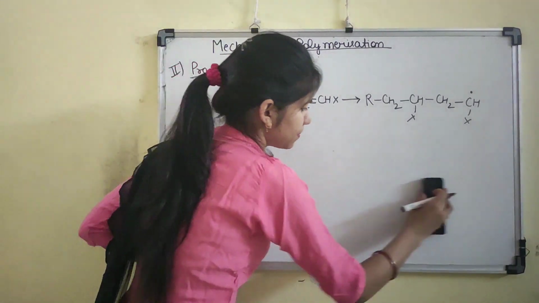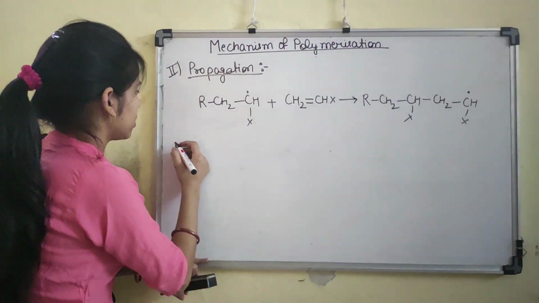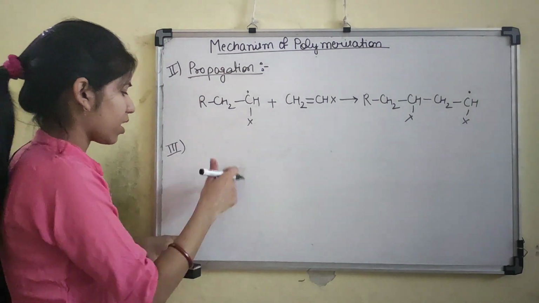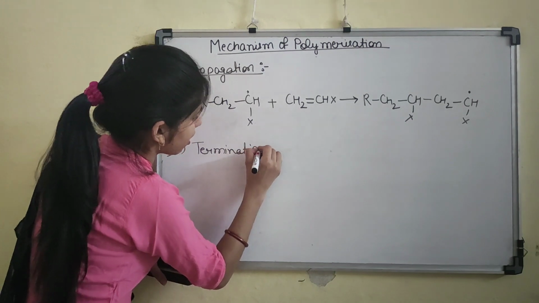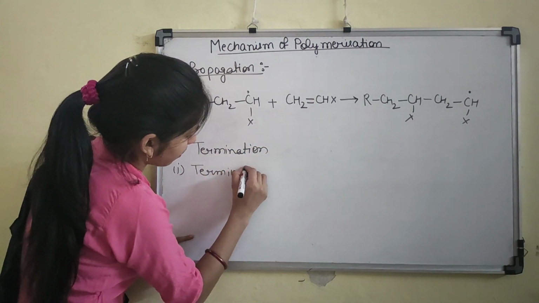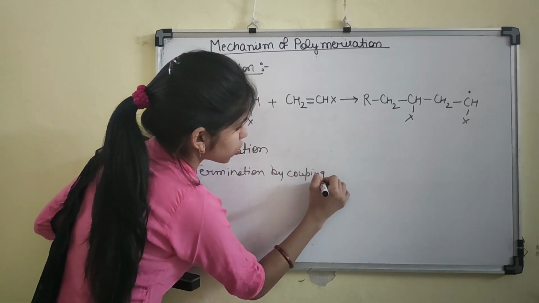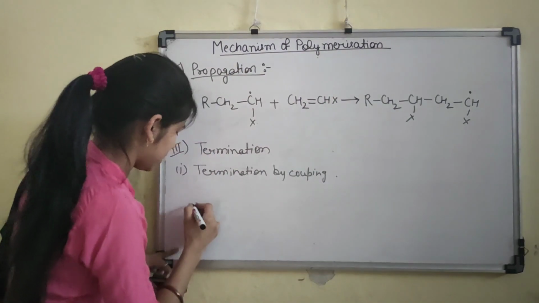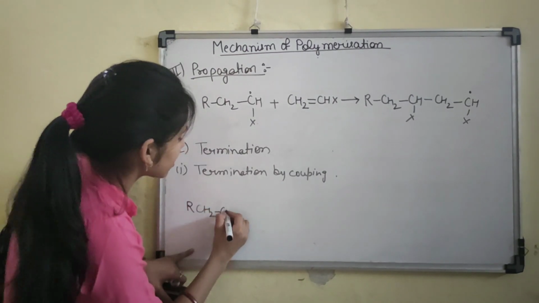And the last step is the termination step. In this step, depending on the temperature and time, two types of termination can occur. First, termination by coupling. In this, a free radical can combine with another free radical.